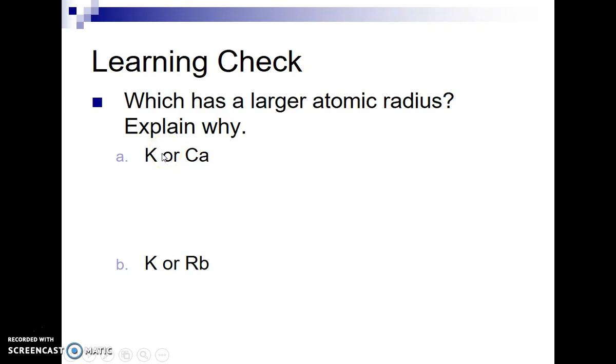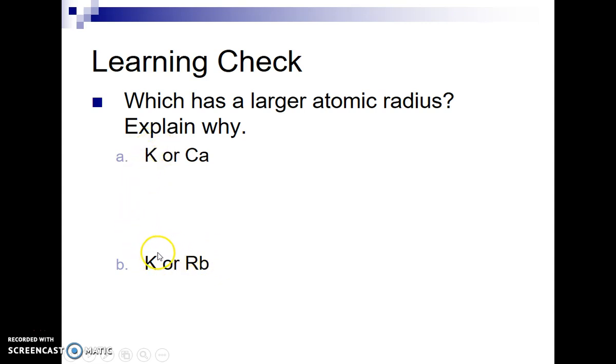So if you find K and Ca, you'll see that they're in the same period. Ca has more protons than K. So because Ca has more protons, it's going to pull more. It's going to experience greater nuclear charge, and it's going to pull the energy levels in more. That greater effective nuclear charge is important. So therefore, Ca is going to be smaller than K, or therefore K is going to be bigger.